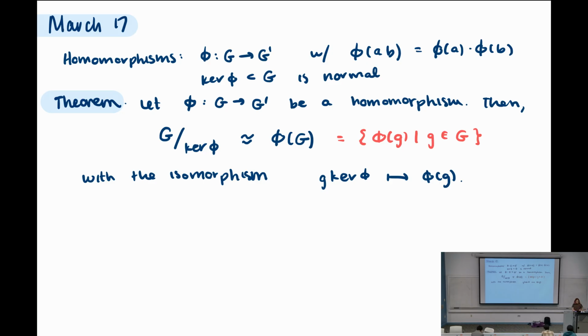So let's prove this. So for the proof, we're going to need to do several things. So we will prove that these two things are isomorphic using this isomorphism. So the first thing that we'll need to do is show that this map is well defined. Let's call this psi. So we have to show that psi is well defined.